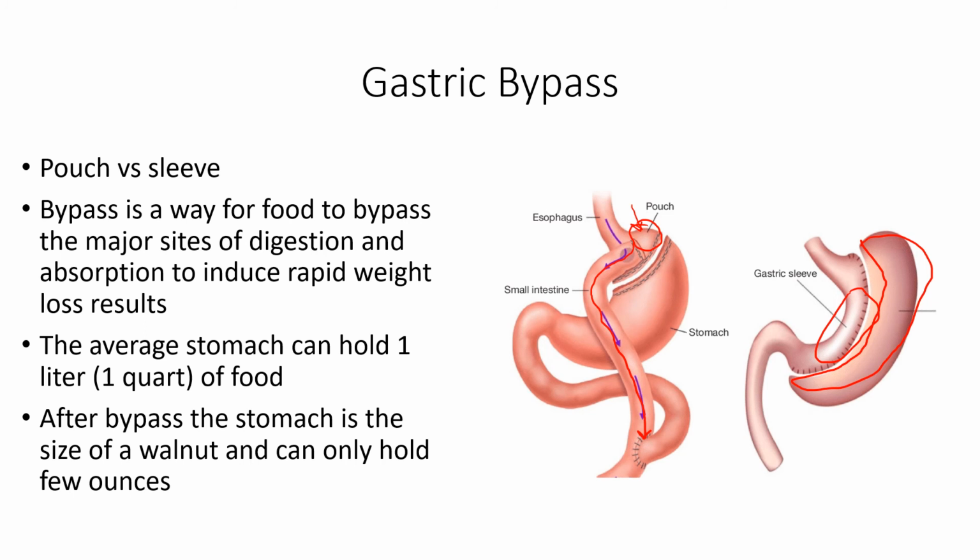What's interesting about the stomach, and I know I say that a lot, the average stomach can hold about 1 liter or 1 quart of food. When it comes to gastric bypass and making this stomach much smaller, you can only hold an incredibly tiny portion, so about the size of a walnut or a few ounces, as opposed to 1 quart.